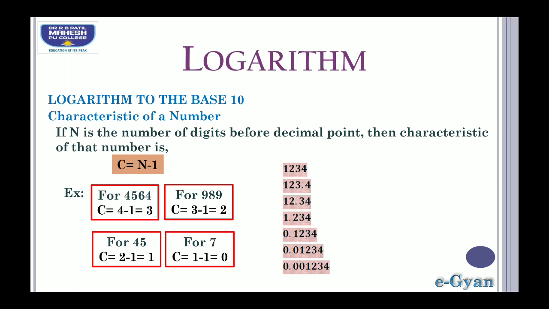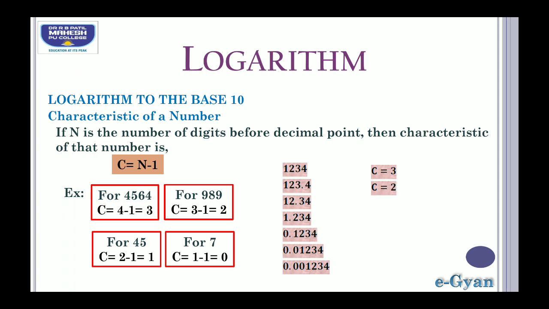Now, if you see, the first 4 digits are same. The only thing is the decimal point has changed its position. Now let us try to understand the characteristic for these numbers. In the first case, the decimal point is after 4, so therefore the characteristic is 4 minus 1, which is equal to 3, that being a 4-digit number.